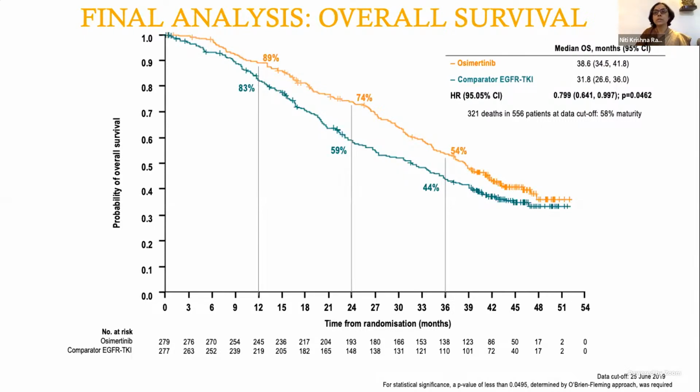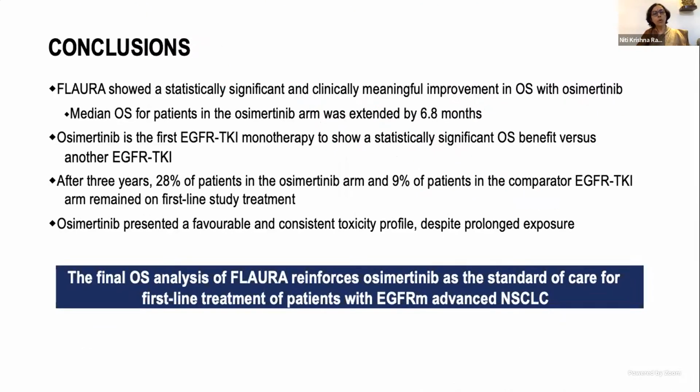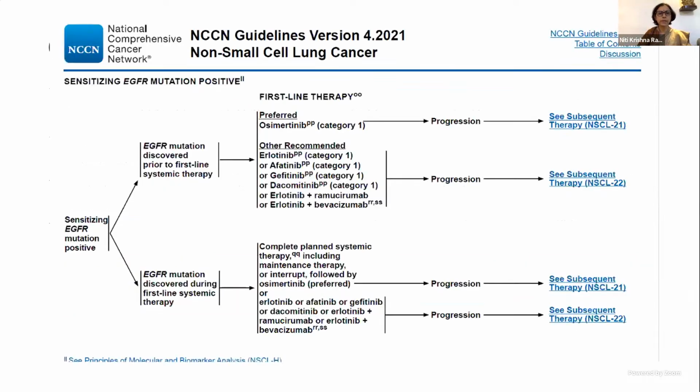Again, the final analysis of overall survival suggested that the median overall survival was 39 months, which was 32 months in the comparator arm. So there was a difference of about 7 months noted, which was again very remarkable in terms of hazard ratio, which was 0.79. So the overall survival of FLAURA reinforced use of osimertinib in the standard of care, first line treatment settings in mutated EGFR NSCLC patients. And therefore, this remains the NCCN guideline at this juncture.